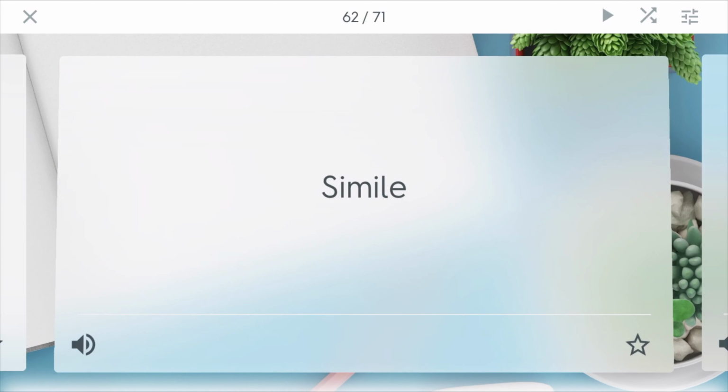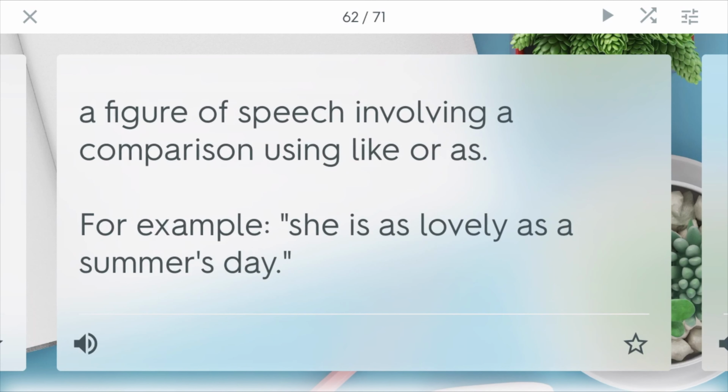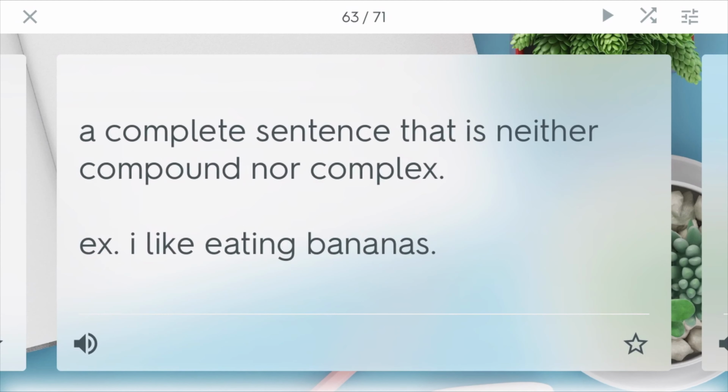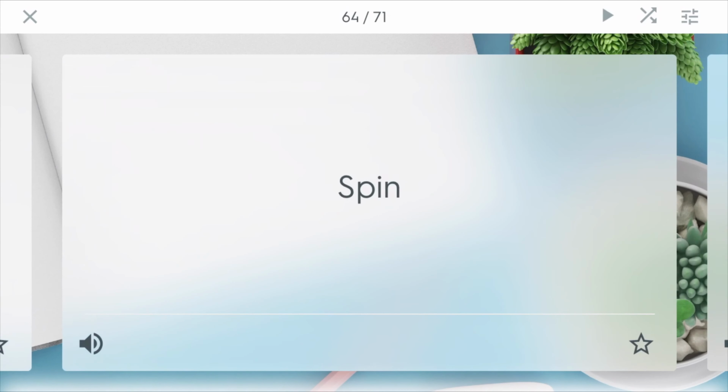A simile is a figure of speech that involves a comparison using like or as. For example, she is as lovely as a summer's day. This compares someone to a summer's day, using the word as. A simple sentence is a complete sentence that is neither compound nor complex. Example, I like eating bananas.